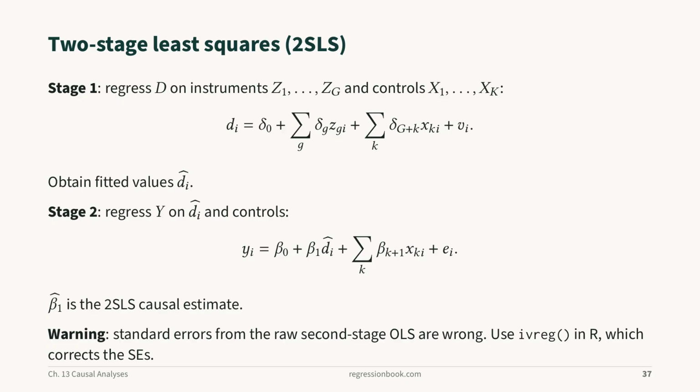Two-stage least squares generalizes the ratio to several instruments and controls. First, regress treatment on all instruments and exogenous controls and obtain fitted treatment. Second, regress the outcome on fitted treatment and the same controls. The fitted slope is the instrumental variable's estimate. Do not calculate ordinary second-stage standard errors by hand. They ignore that fitted treatment was estimated. Use dedicated software which provides the correct covariance matrix and first-stage diagnostics.